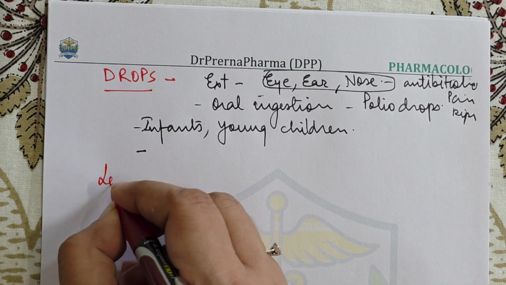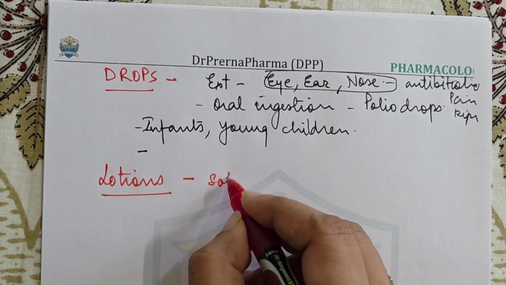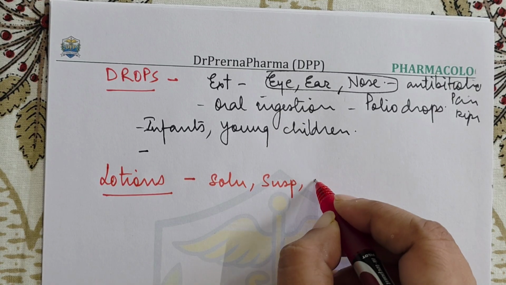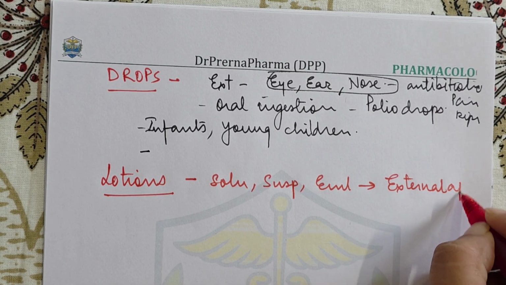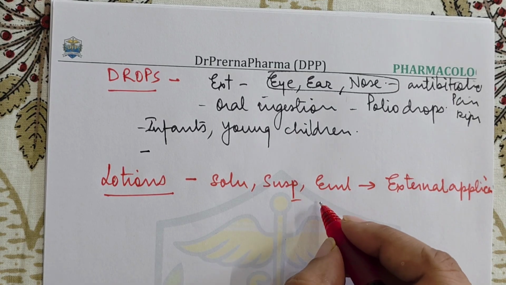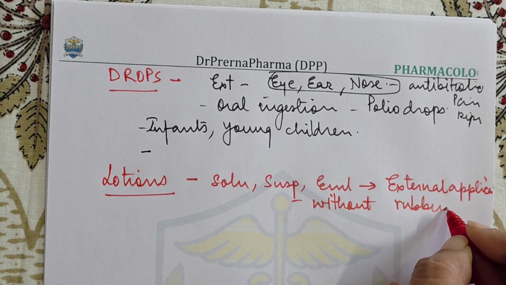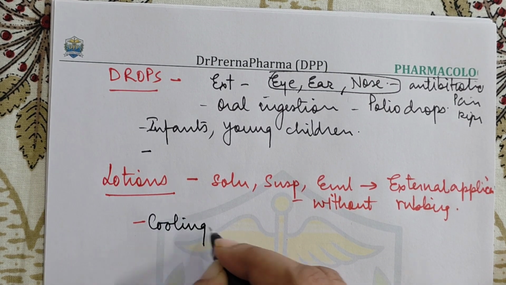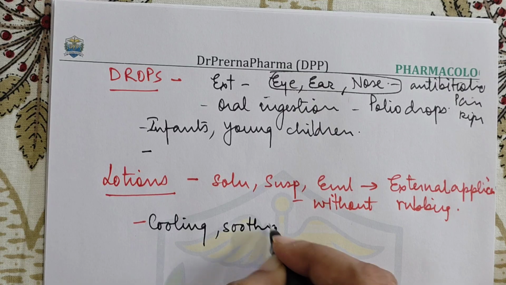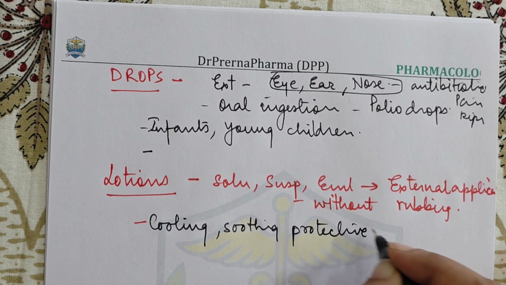Then we have lotions also. Now what are lotions? Lotions are basically solutions. They can be solutions, suspensions, or emulsions, and they are always externally applied, without rubbing. They are just to be applied without rubbing. So what is their use? They have a cooling and a soothing effect, right? And they are usually protective also. So they have a protective or emollient effect.